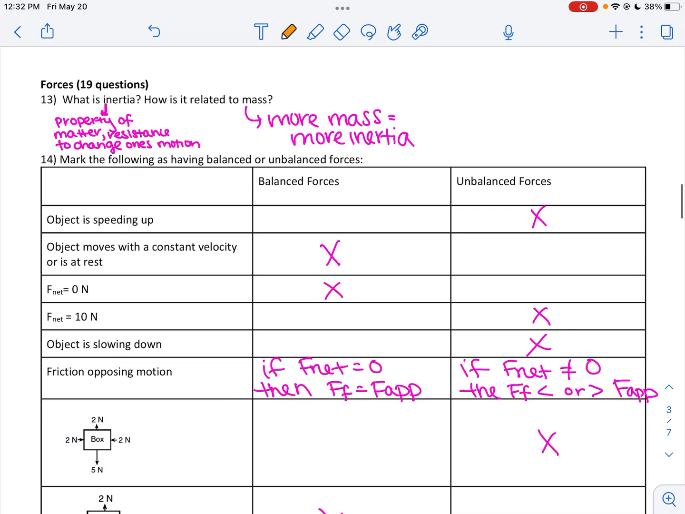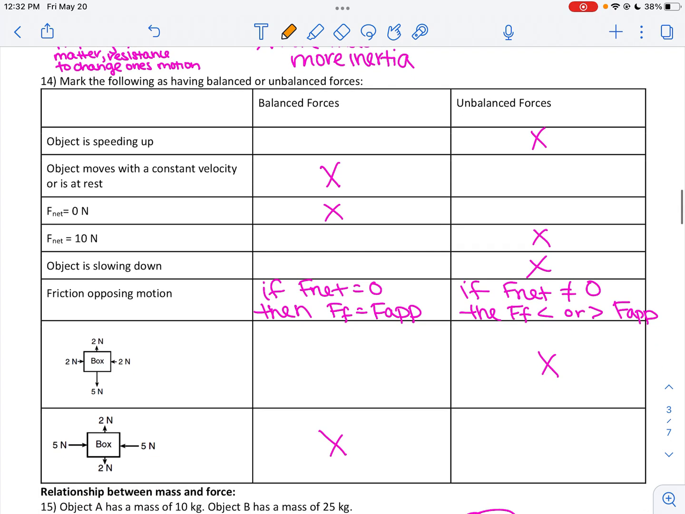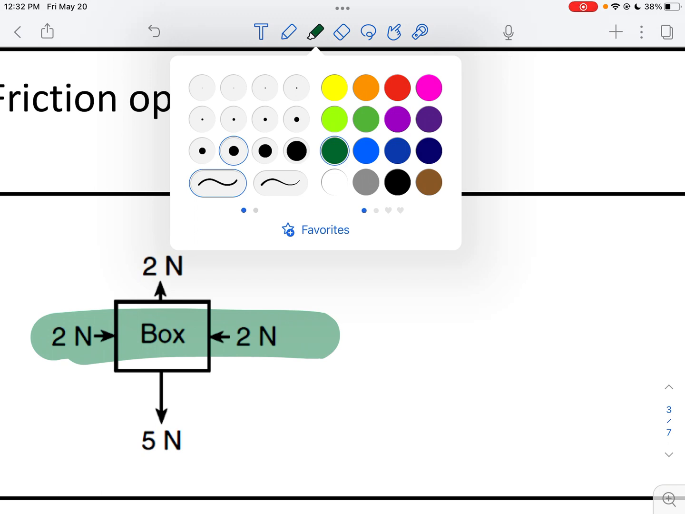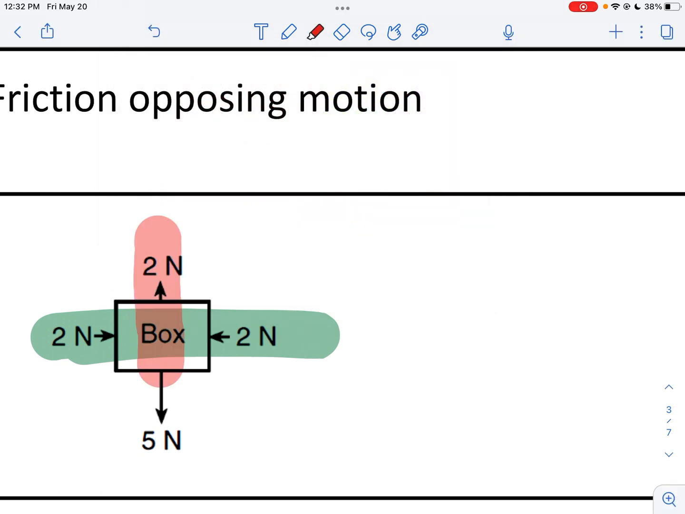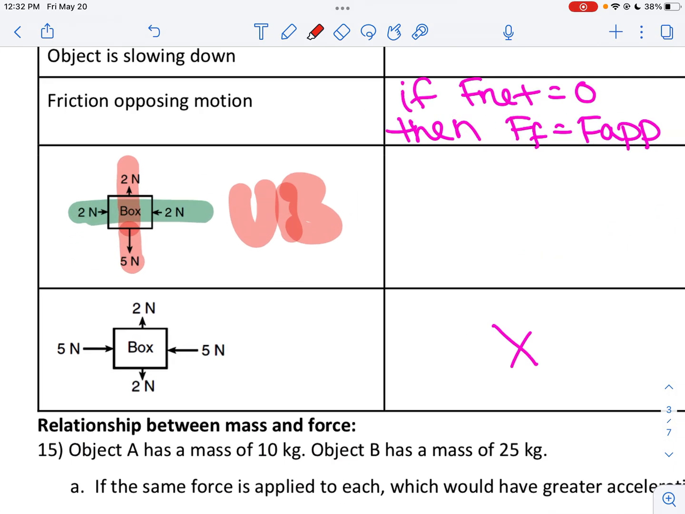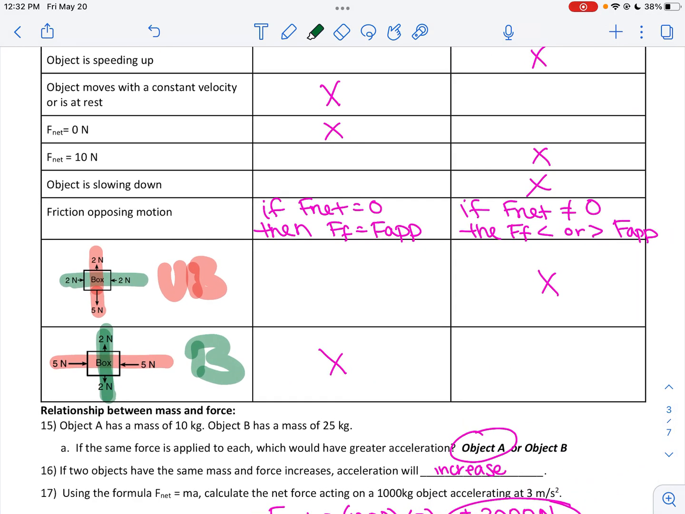Okay? Then we had free body diagrams. So if you take a look down here, I'm going to start here. When I'm trying to decide if they are balanced or unbalanced, I'm going to look left, right. Are they the same number? Yep, then they are balanced. Look up and down. Oh, that one's not the same number, so this must be unbalanced. Okay? Whereas here, I'm going to look left, right. Those are the same. And I'm going to look up, down. Those are the same, so those must be balanced.